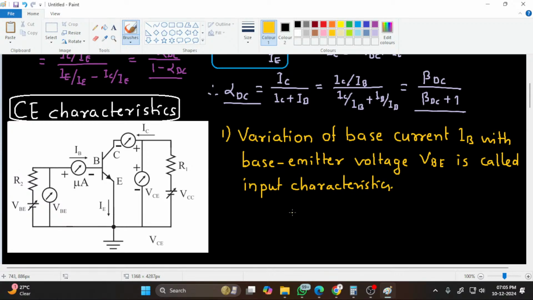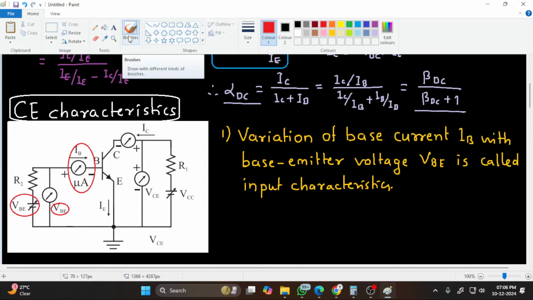So what can we do for this? We change the VBE. As you can see here, there is a variable voltage source here. So we change the base emitter voltage, measure that base emitter voltage here, and take the reading of IB here using microammeter. So the input dynamic resistance of a transistor is defined as ratio of change in base emitter voltage and the resulting current.